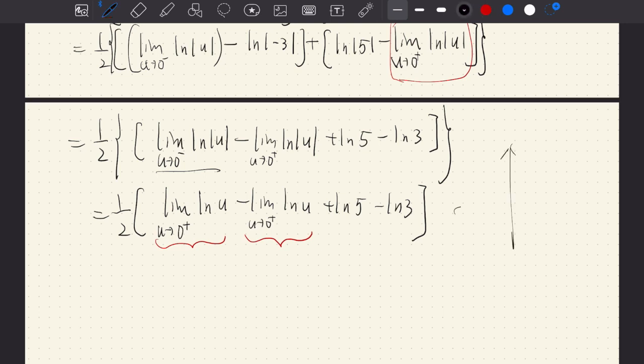We said that the graph for y equals log x, or y equals log u, when u is 1 is 0, right? But when u goes to 0, it goes to negative infinity. So this one is negative infinity. This one is also going to negative infinity. So you have something like negative infinity minus negative infinity. So this is an indeterminate form, and it does not converge, okay?